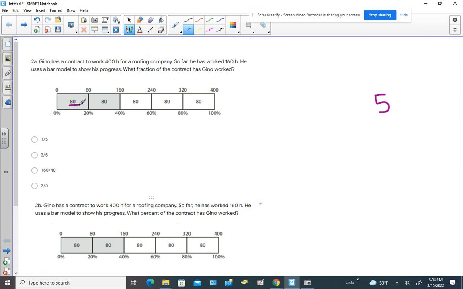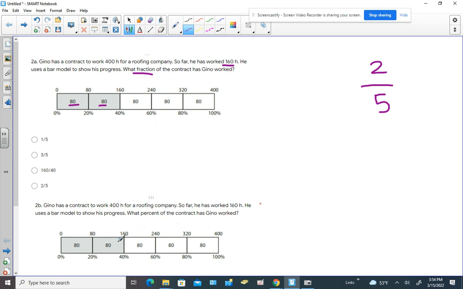And if we add this number plus this number, we do get the 160 hours of how much he has worked so far, and the 160 is shown right here. It's kind of like one of those double tape diagrams that we've been using in class, but this is just a slightly different way of doing it. So if we have five total boxes and two of them are shaded, then we're talking about 2/5, right? They want a fraction.